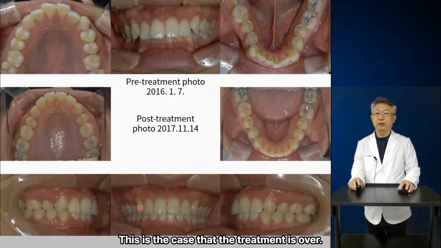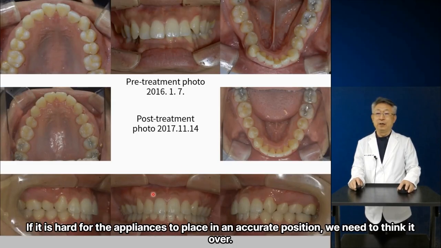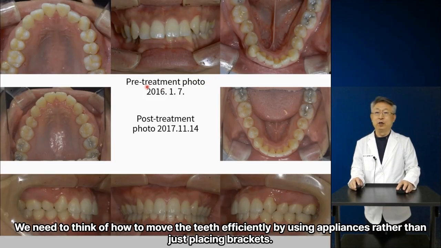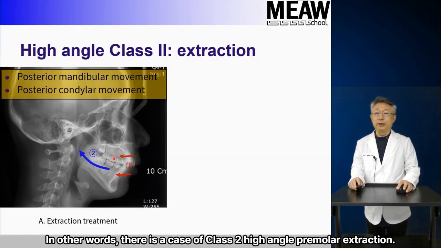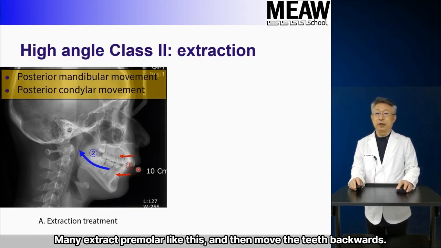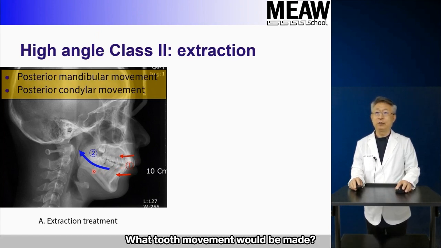This is the case that the treatment is over. If it is hard for the appliances to place in an accurate position, we need to think it over. We need to think of how to move the teeth efficiently by using appliances rather than just placing brackets. In other words, there is a case of Class 2 high-angle premolar extraction. Many extract premolar like this and then move the teeth backwards. What tooth movement would be made?